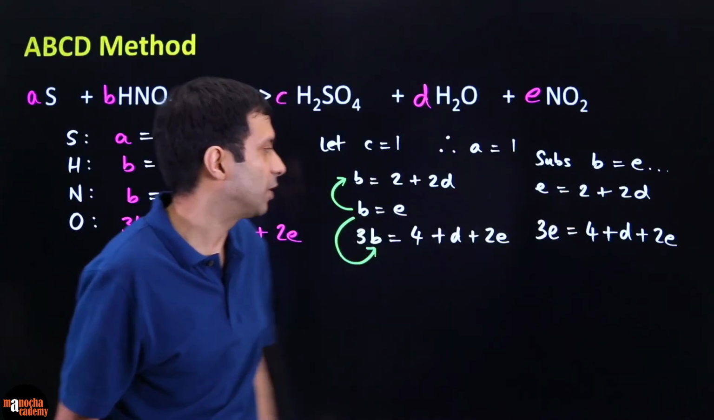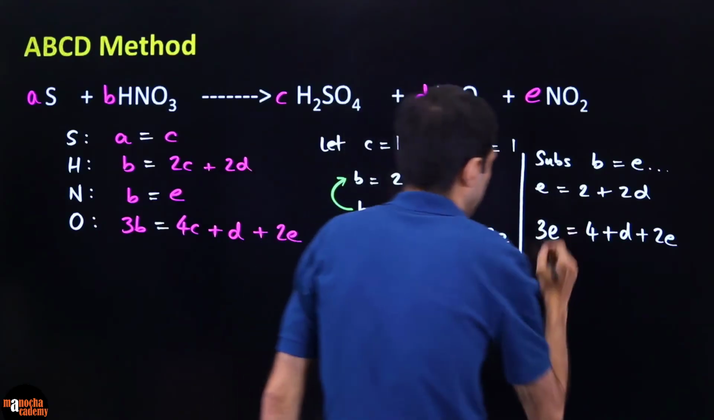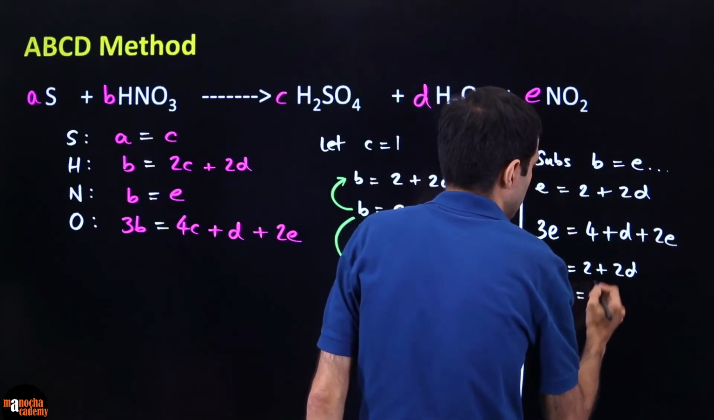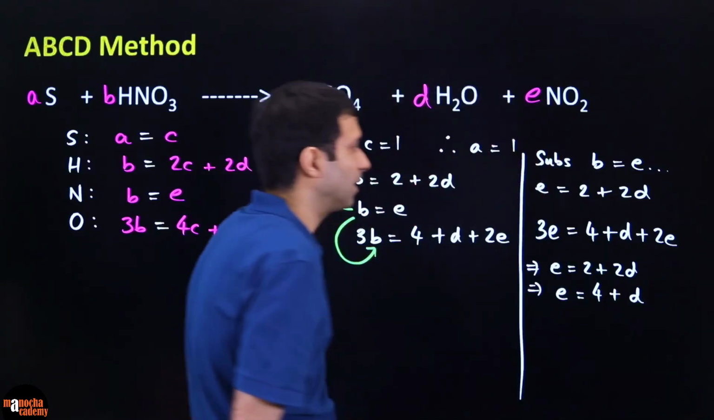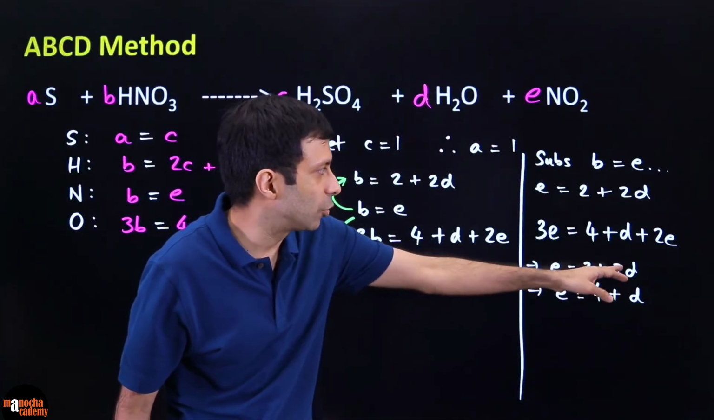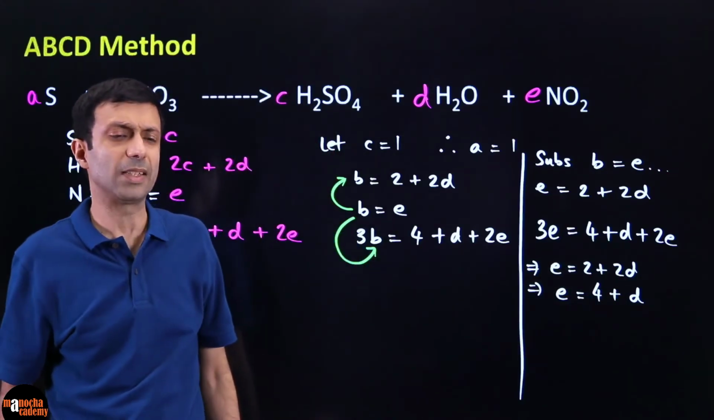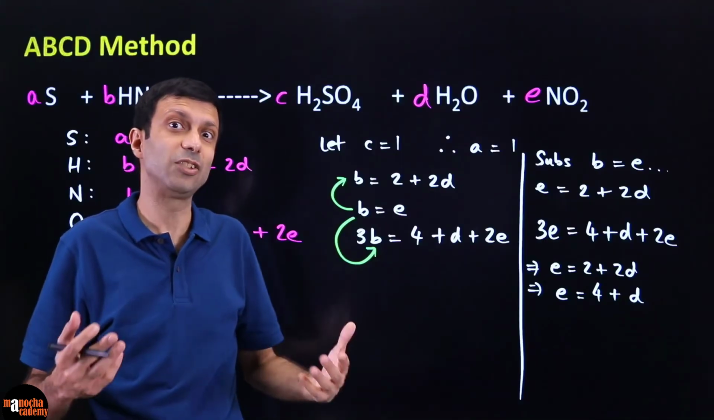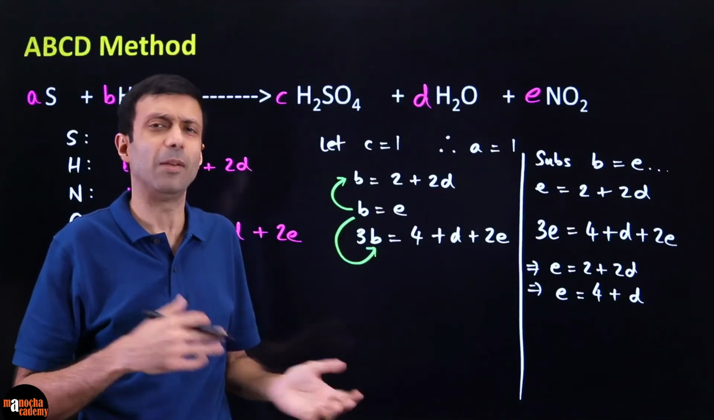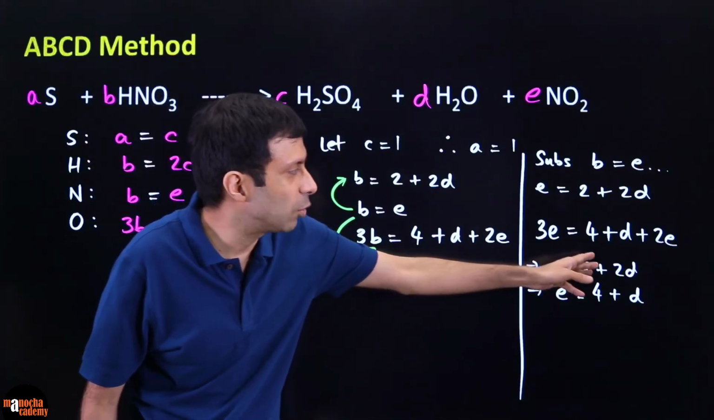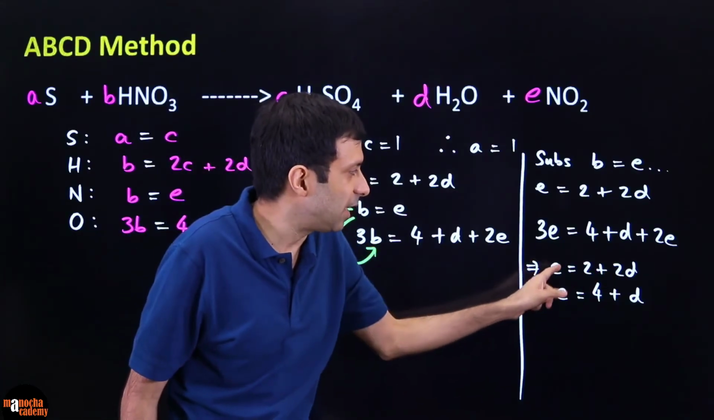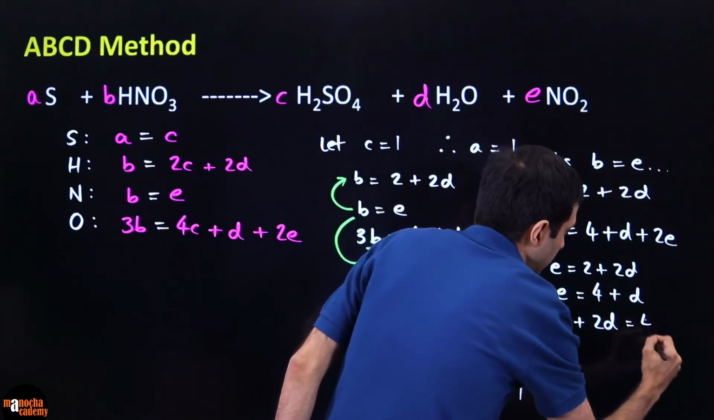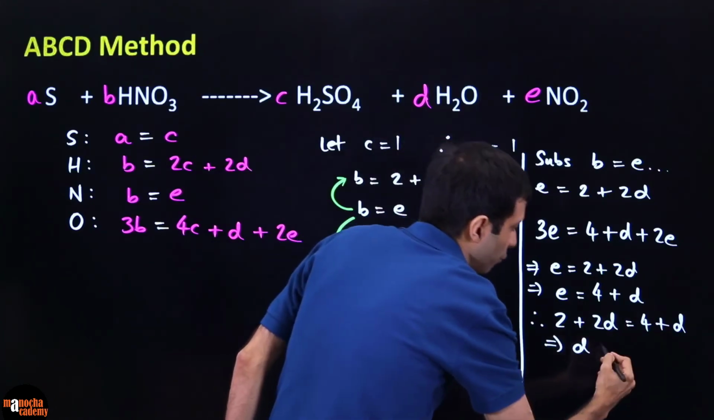Let's simplify them first. If we simplify, we finally get E equals 2 plus 2D and 3E minus 2E, that is E, equals 4 plus D. You guys are getting this? So now we have two equations: E equals 2 plus 2D and E equals 4 plus D. What are these known as? These are known as a pair of linear equations in two variables, or ICSE students call them simultaneous equations. You can solve them by the elimination technique or whatever, but here it's very simple because both are equal to E, so we can simply equate the equations. Since 2 plus 2D is E and 4 plus D is E, I can say 2 plus 2D equals 4 plus D. So 2D minus D is going to be equal to 4 minus 2.